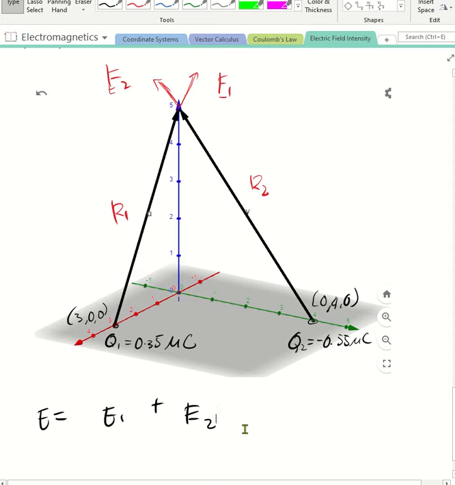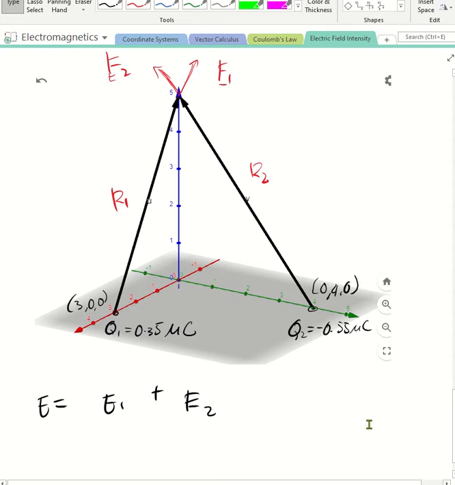So just like what we did before in Coulomb's law, the forces, it's the same. We just remove the other Q. So we need to determine E1 and E2. First, we need to know R1, our directed distance or displacement vectors. So R1, remember this is (3,0,0) and this point is (0,0,5). So you just subtract them.